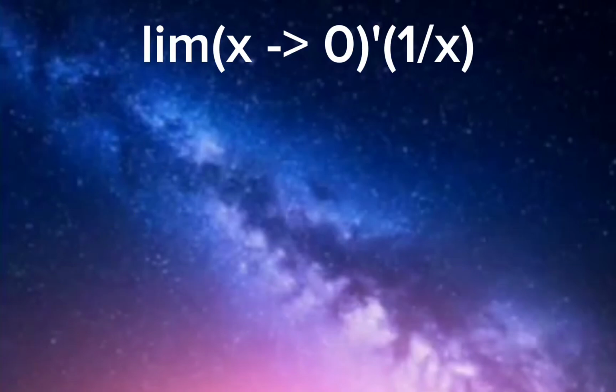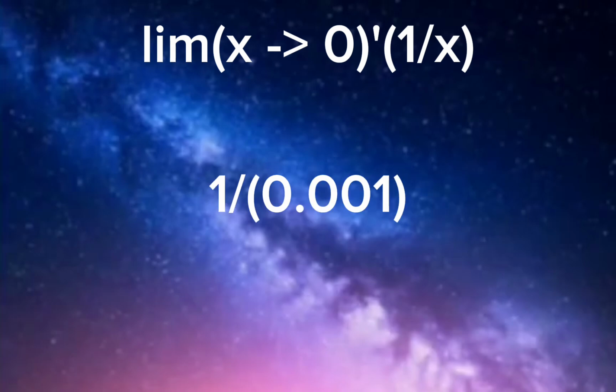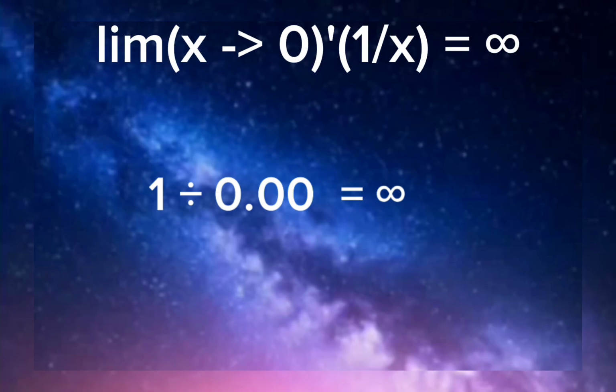Let's take the limit as x approaches 0 in the form 1 over x. Let's say 1 over 0.1, that's 10. Now 1 over 0.01, that's 100. Now 1 over 0.001, that's 1000. Notice the value increases as the denominator gets close to 0 on the positive side. So as x approaches 0, the value is infinity.